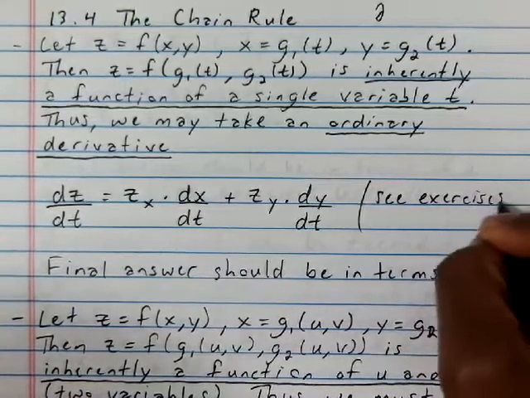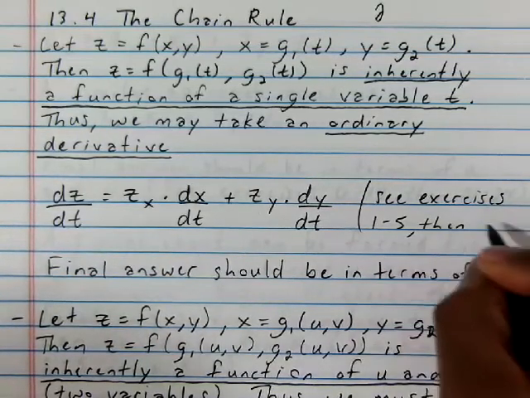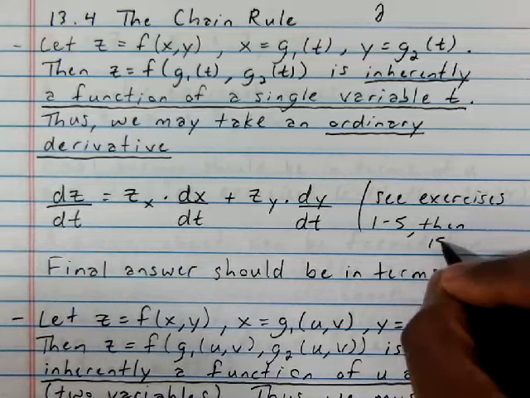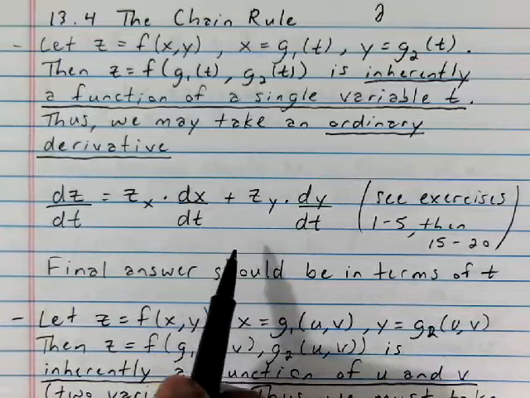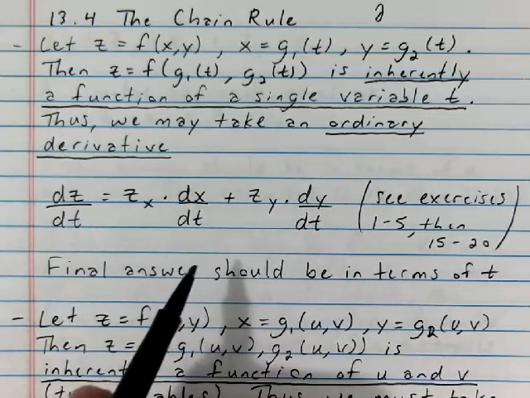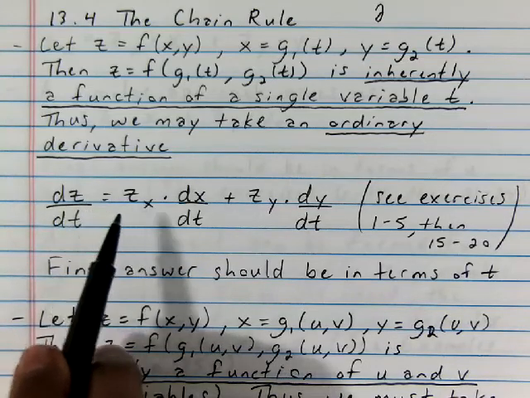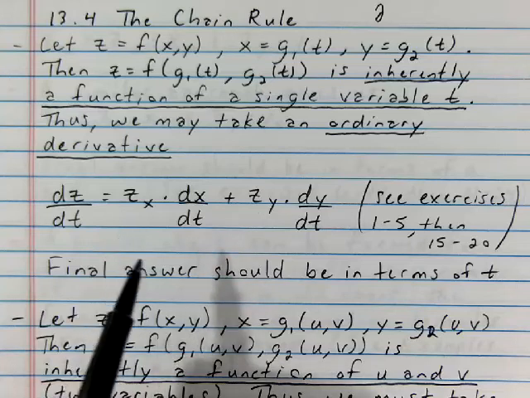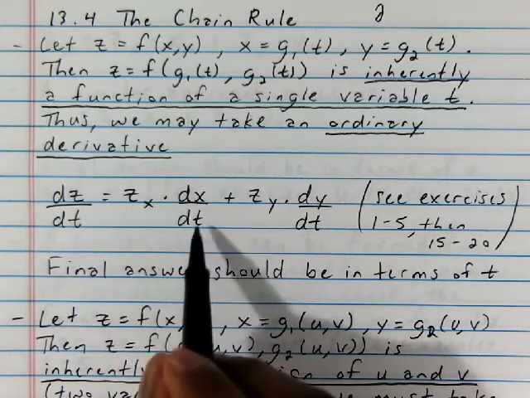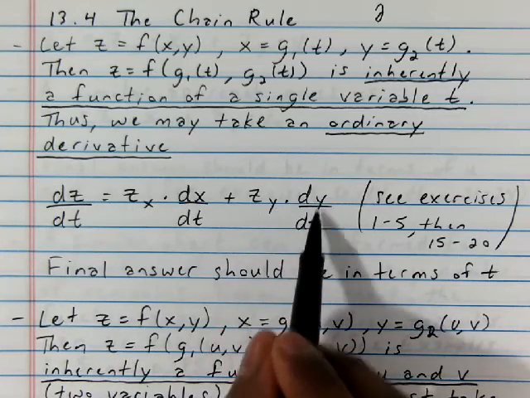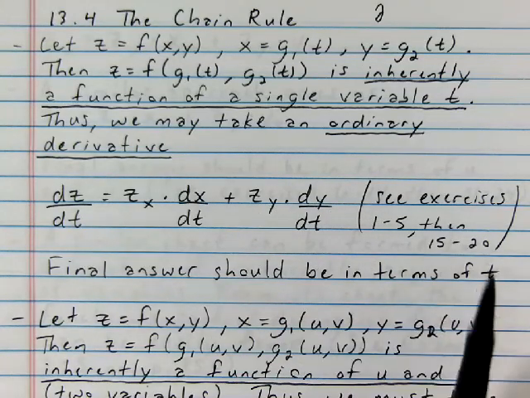exercises 1 through 5, then 15 through 20. So 1 through 5, it's going to look exactly like this, the form that you're going to use. On 15 through 20, instead of having Z as a function of T, you have W, which is a function of X, Y, and Z, and then X, Y, and Z are functions of T. So you're going to have a third term here. In that one, you have W sub X times dx dt plus W sub Y times dy dt plus W sub Z times dz dt when you look at 15 through 20.